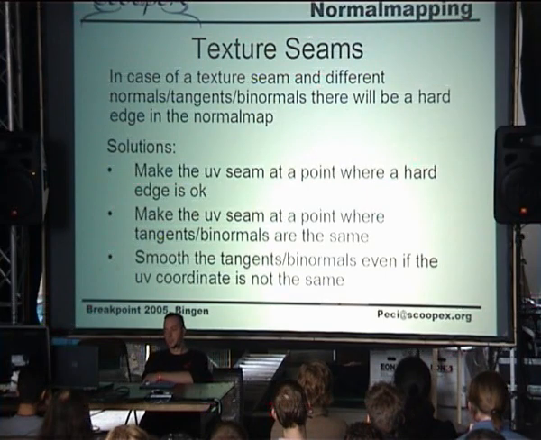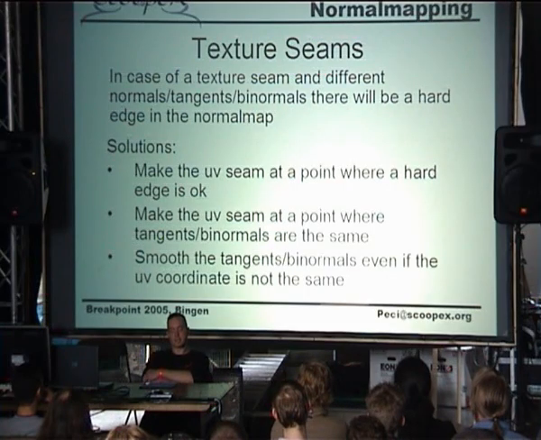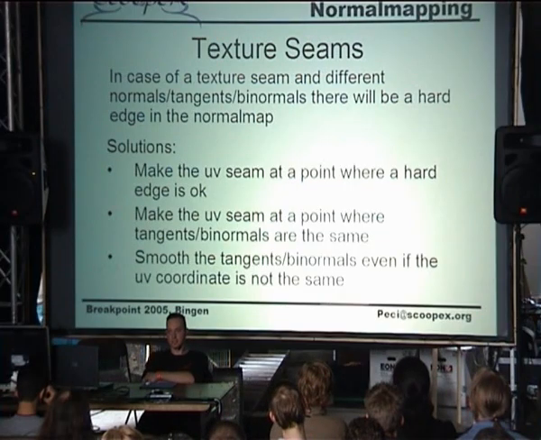A second workaround could be to put the seam, in theory, in between a triangle or a face, so that you can guarantee that the tangents and the binormals stay the same, and that will prevent artifacts from the interpolation. But the real solution is to smooth the tangents and the binormals, even if the UV coordinate is not the same.